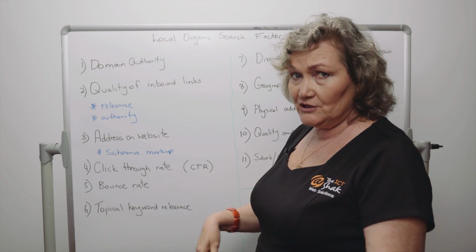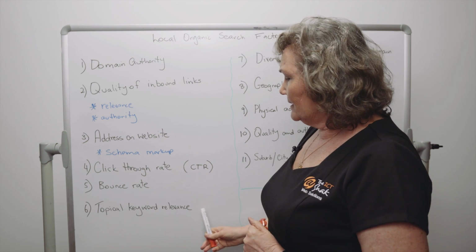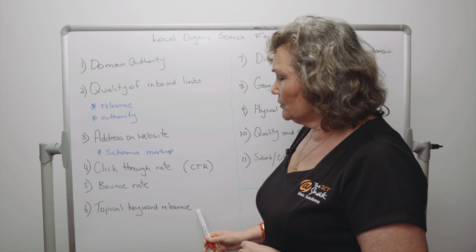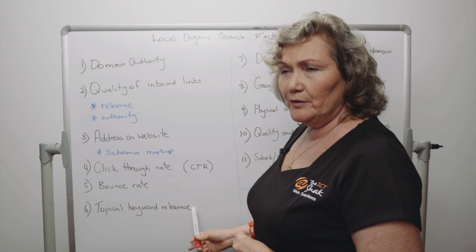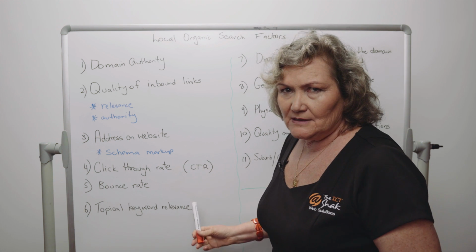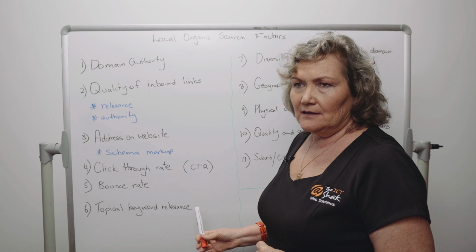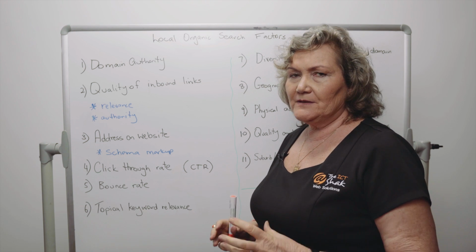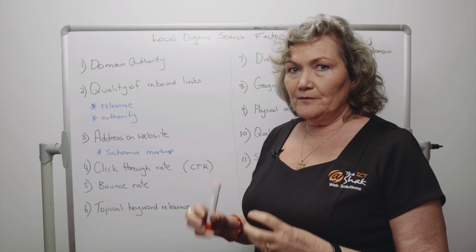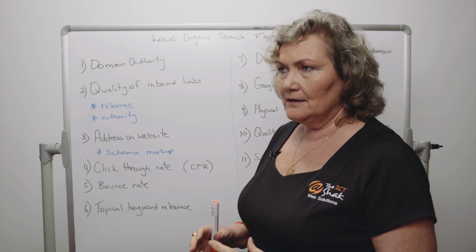So they decrease your ranking on it. The next one is the topical keyword relevance. So this is extremely important to make sure that the content on your website signifies what your website is about, so what each page is about. Each page should be optimized or indexed for its own right, for its own particular keyword or topic.